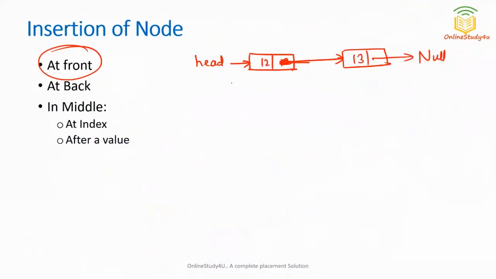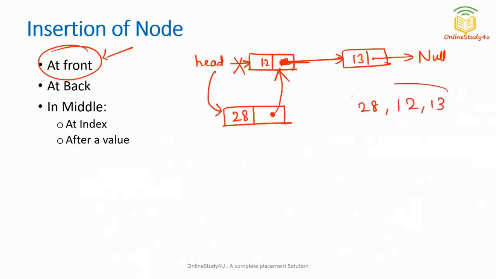Suppose we have already created a linked list. Now at front means at the point where head is pointing. So the first step is creating a node. Suppose these are different data. First understand what the instruction at front is. If this is storing, suppose, 28, I will change this head so that it points to this 28, and I will change this reference to here. Now when I iterate it, it will print 28, 12 and 13.